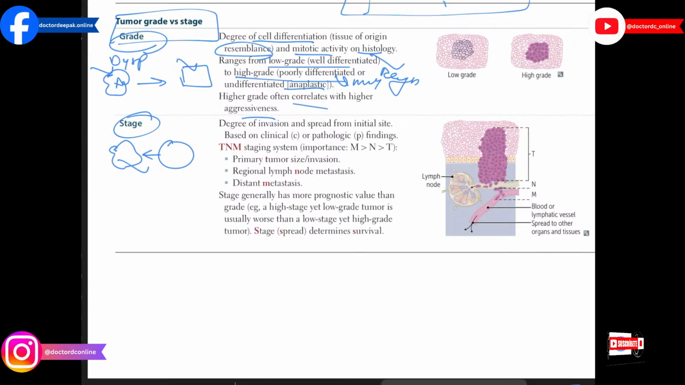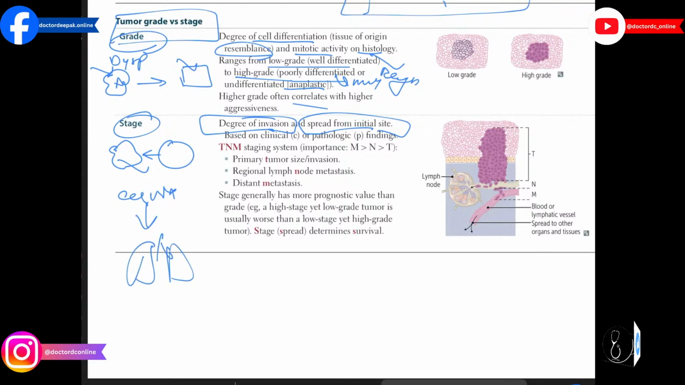And stage means the degree of invasion apart from the initial site. For example, this is a cancer of the cervix and it is spreading to the lung, to the heart, and other organs. That is invasion. It is invading from its own origin to other sites like blood vessels and lymphatics. That is staging, and it is basically based on clinical and pathological findings, and the staging is divided by TNM.